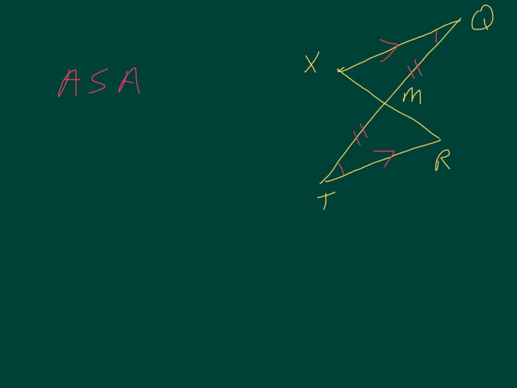And instead of saying angle X is congruent to angle R, this time we're going to say angle XMQ is congruent to angle RMT by vertical angle theorem. And now hopefully you can see these two triangles are congruent by angle, side angle. This concludes lesson 4.3.